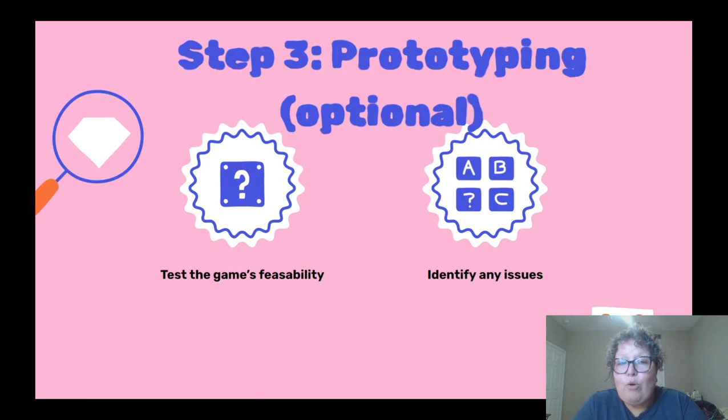Step three, prototyping. This is optional. So if you do have an online game and you're thinking that you want to present it, you want to make sure that you test the game's feasibility. Is this going to work? Are people really going to relate to it? Are students really going to like it? Also, you need to identify any issues you might have in gameplay. If there are issues, it's probably a good idea to work those out.